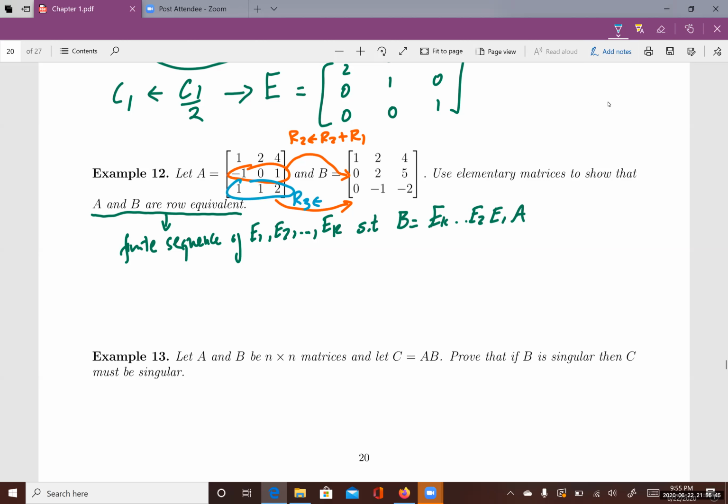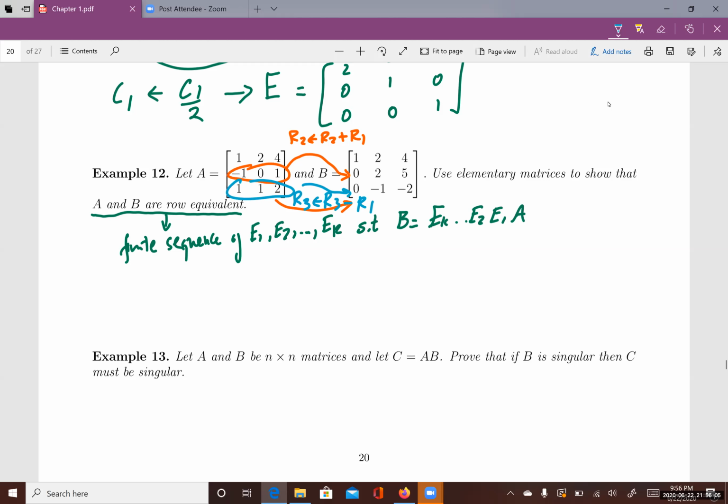Well, the next option is you take row 3 minus row 1. Okay, 1 minus 1 is 0. 1 minus 2 is -1. 2 minus 4 is -2. This row operation works for the third row.